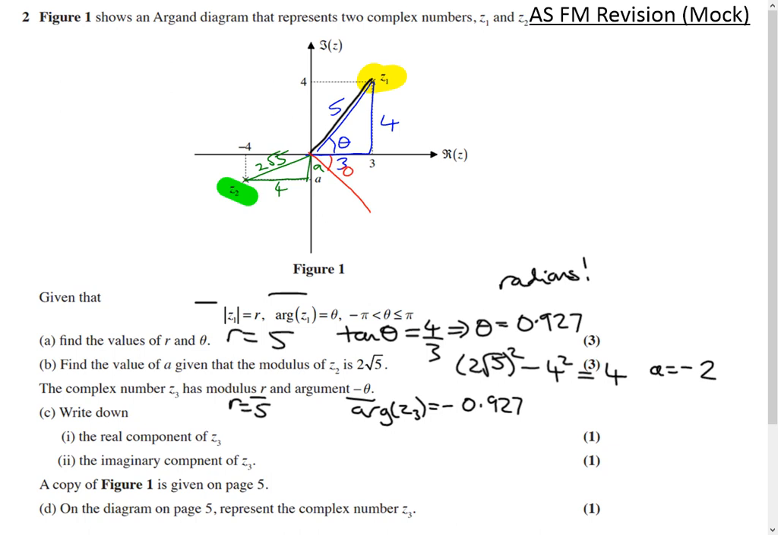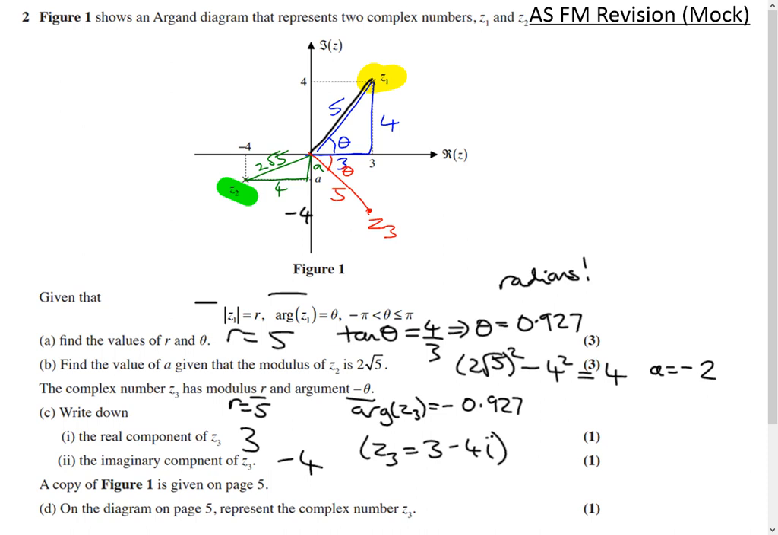Okay, so Z3 is going to be there, and there's going to be theta. It's got the same modulus, so its distance from the origin is going to be 5. So Z3 is going to be there on my diagram. Once I've found out where it is on the diagram, the real component is going to be 3, as you can see, that's in the positive real direction. And the imaginary component is going to be negative 4, because this is now below the real axis. That does mean overall, not that you asked for this, that Z3 is 3 subtract 4i.